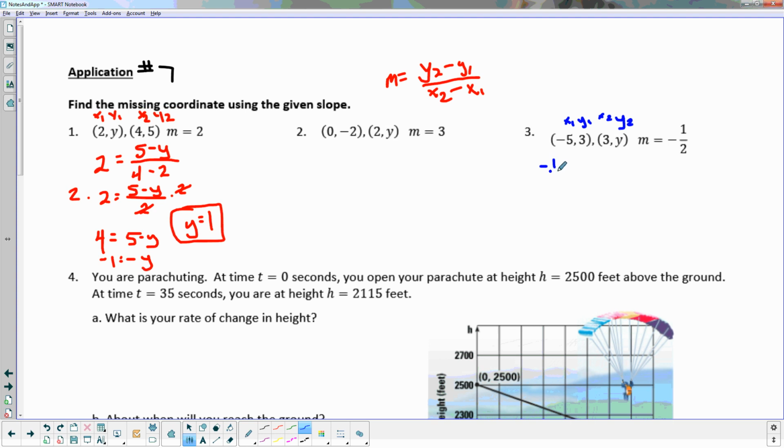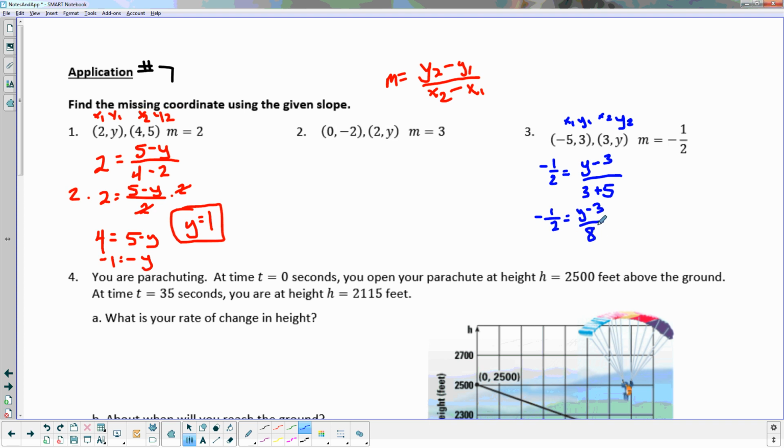I'm going to have negative 1/2 for my slope is going to be equal to y2, which is y, minus y1, which is 3, over x2, which is 3, minus x1, which is minus a negative 5. We'll write that as plus 5. So I get negative 1/2 is equal to y minus 3 over 8.